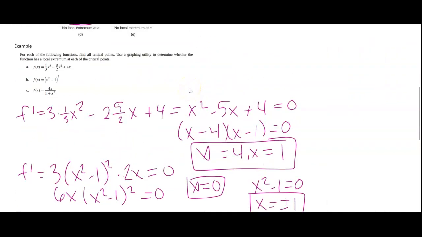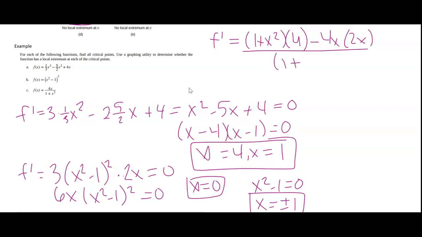All right, I'm going to do C up in this area here. I didn't really give myself a lot of room for that, but let's go ahead and find f prime. We have low d high minus high d low, all over low squared. And I want to know when this is 0 or undefined. We didn't have that issue with A or B because they were polynomials. But here, I don't actually have any issues of being undefined either, because x squared plus 1 is never equal to 0.